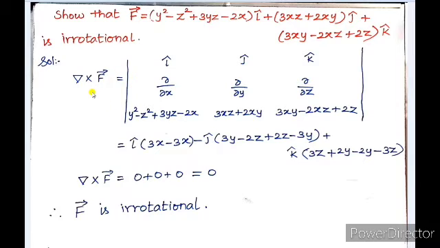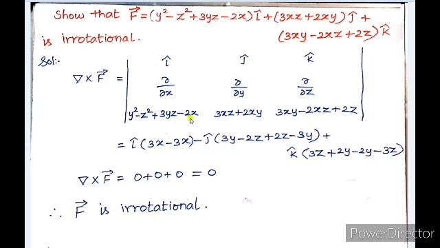Del cross f vector is equal to the determinant. In the first row we must put i cap, j cap, k cap. In the second row we write dou by dou x, dou by dou y, dou by dou z. The third row is the given f vector's coefficients of i vector, j vector, k vector.